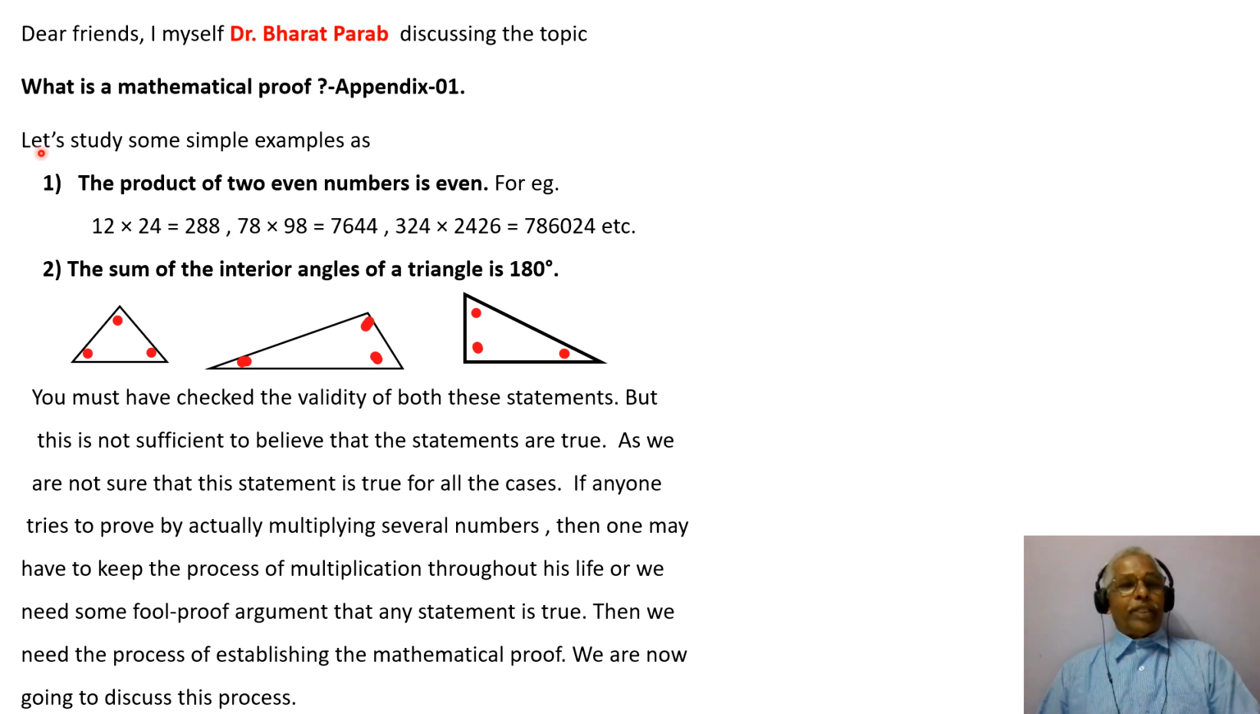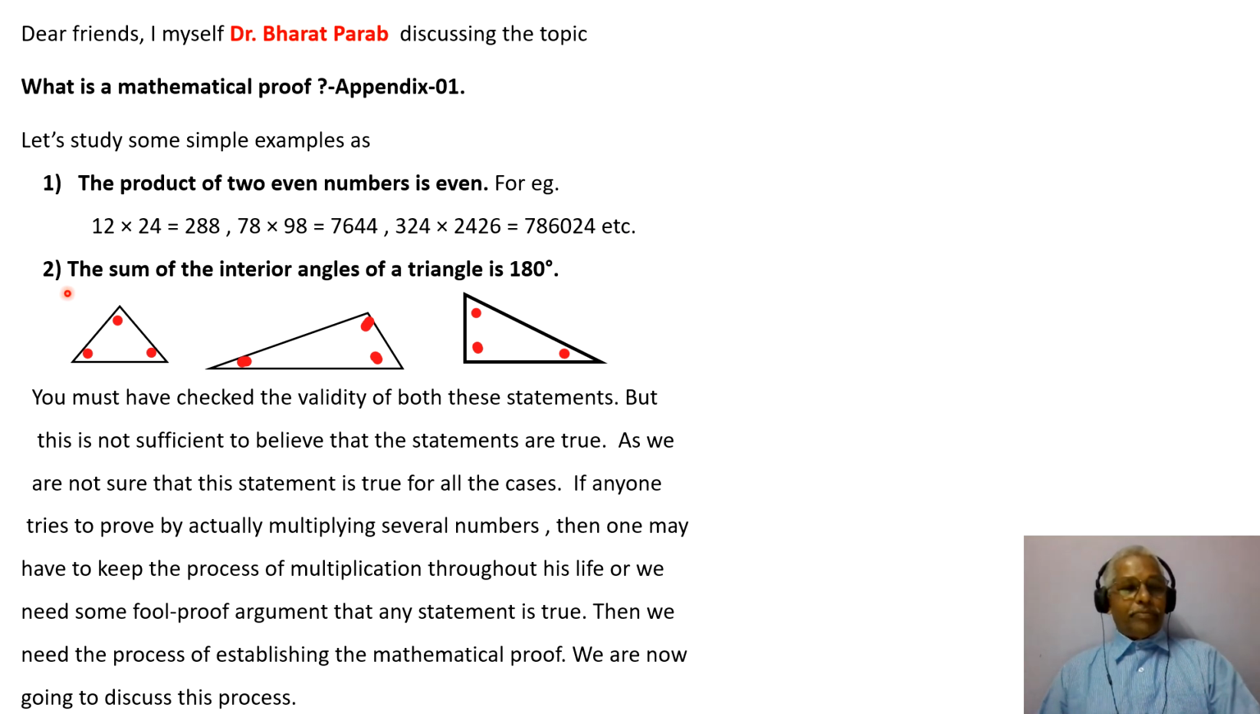Now, to start with, let us see some examples. Let us study some examples. The first one: the product of two even numbers is even. For example, 12 into 24 is 288, 78 into 98 is 7644, 324 into 2426 is 786,024, etc.